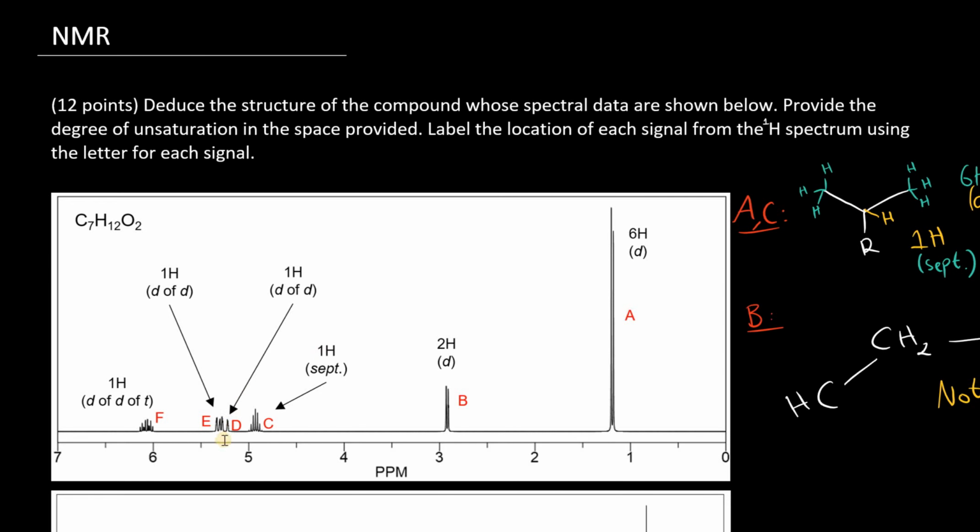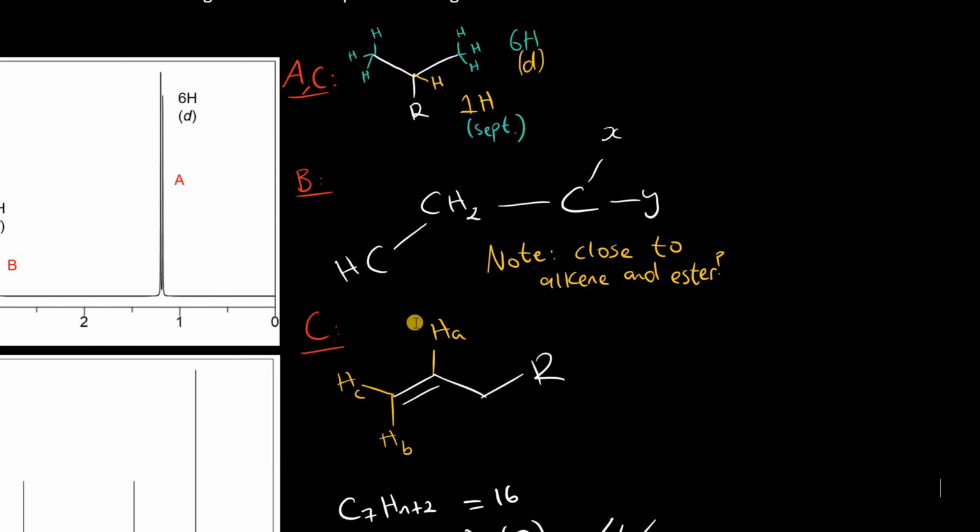Now let's look at signals D, E, and F, which are part of the alkene because we have complex splitting. The reason why we observe complex splitting is because these protons here, A, B, and C, don't have the same coupling constant. In the isopropyl group, we can easily apply the n+1 rule because the coupling constants are very similar between this carbon and this carbon, more specifically in reference to the hydrogens that are bound to them. If we have similar coupling constants, the n+1 rule works perfectly.